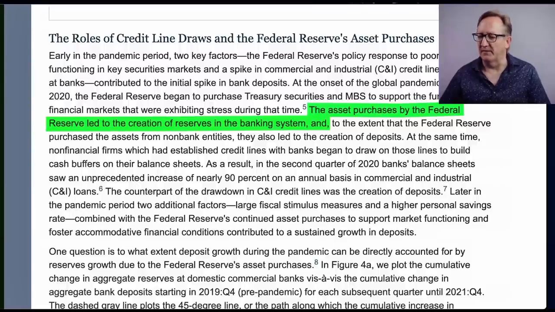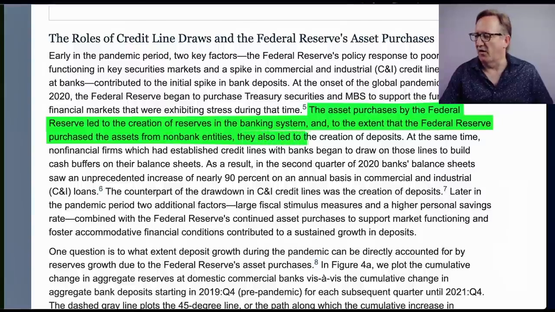But the sentence goes on to tell us what happens when those new reserves buy an asset from a non-bank. Specifically, it tells us: to the extent that the Federal Reserve purchased the assets from non-bank entities, they also led to the creation of deposits.